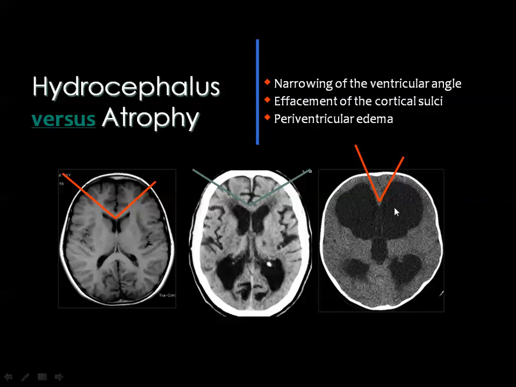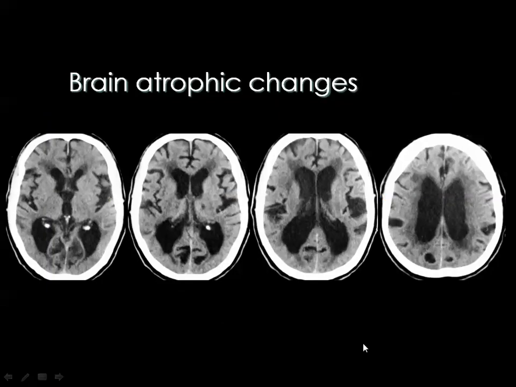But dilated ventricles with loss of the cortical sulci, loss of the fissures, that's to say the brain is swollen, the brain is expanded, then this is hydrocephalus. And there is also one of the signs.